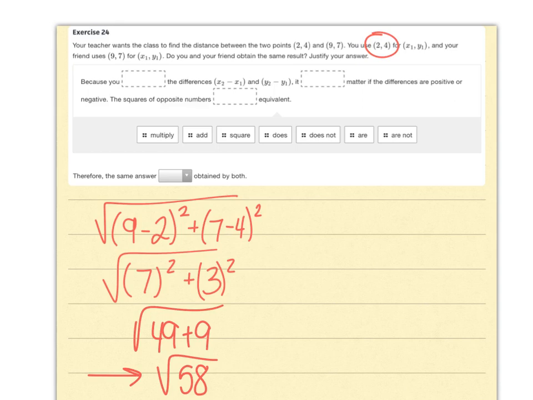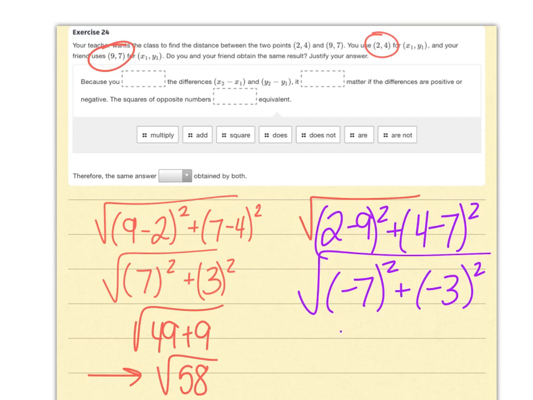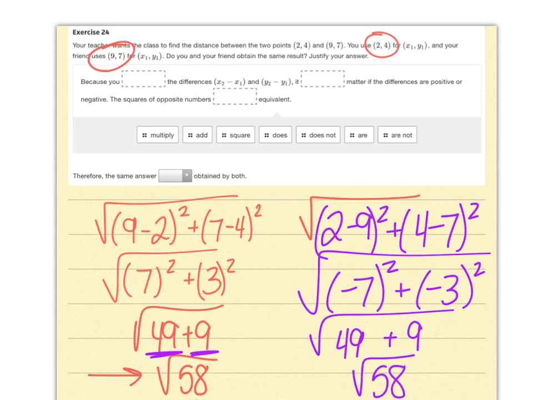Your friend, if you reverse this, if they do 9, 7 for their x1, y1, then they would get, let's see, 2 minus 9 squared plus 4 minus 7 squared. 2 minus 9 is -7. 4 minus 7 is -3. And we have to square both of these. And you can see right here why we're going to end up getting the same answer. Because when I square -7, I still get 49, just like I did over here. And when I square -3, I still get 9, just like I did over here. So they're also going to get the square root of 58 as well.